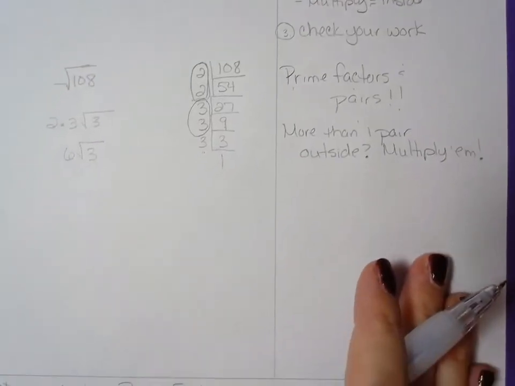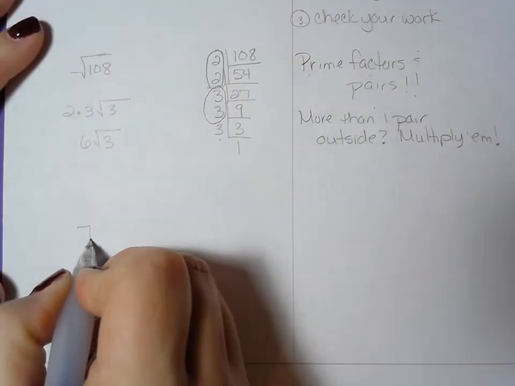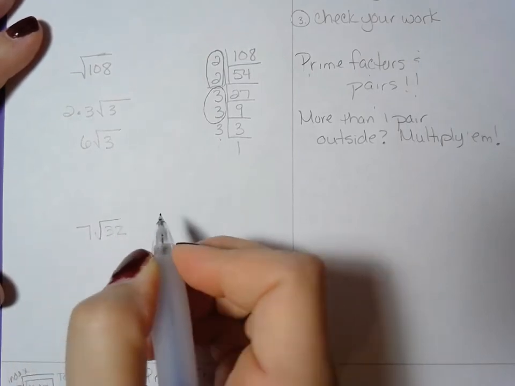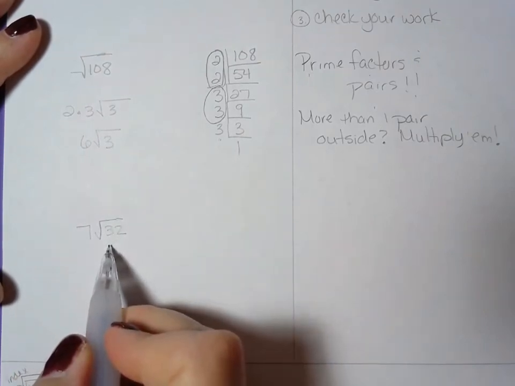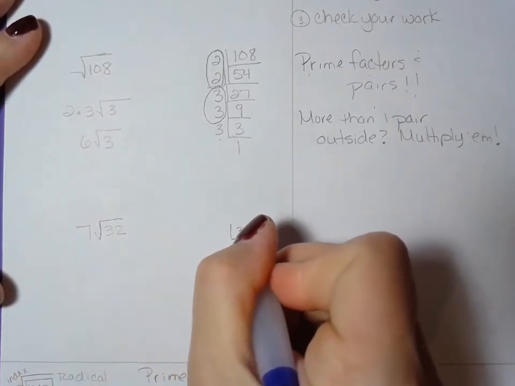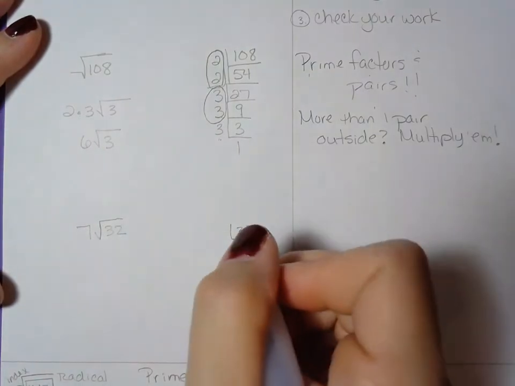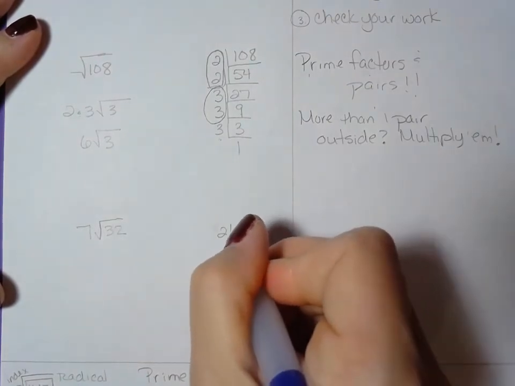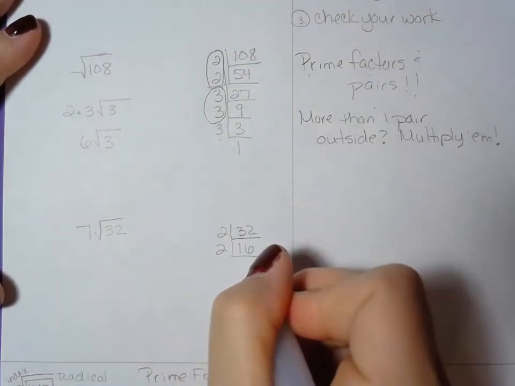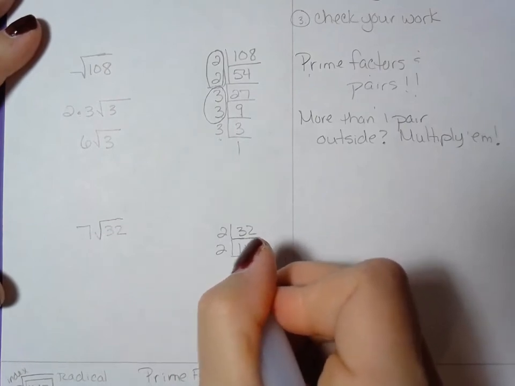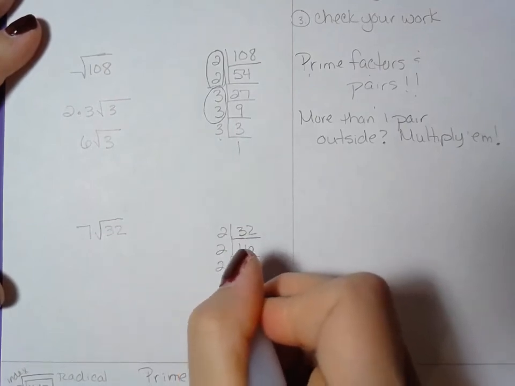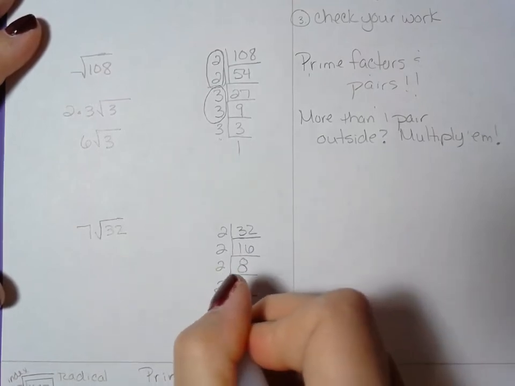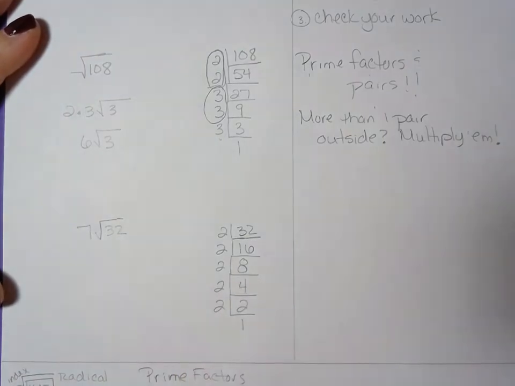So what if there's already something outside? So what if I started with a number outside the radical, like 7 square root of 32? I know that 32 is not a perfect square, so I'm going to come over here and do the prime factorization of 32. So 32 is an even number, so I'm going to start with 2, which gives me 16. Still an even number, so I'm going to do 2 again, which gives me 8. Still an even number. Lots of even numbers here with this 32. 4 divided by 2 is 2. And then 2 divided by itself leaves me with a 1 on the bottom of the birthday cake.